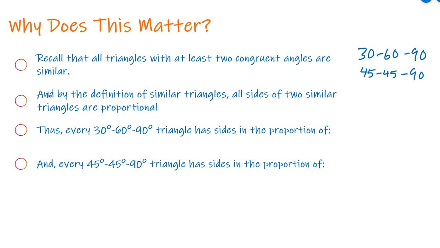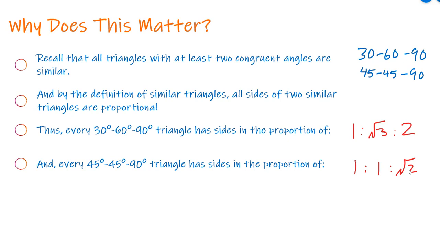And thus, by the definition of similar triangles, all sides of two similar triangles are proportional. So that means that for every 30, 60, 90 right triangle, every single one of those triangles is going to have a proportion of 1 to root 3 to 2 for its sides. Similarly, for 45, 45, 90, every single one of those triangles is going to have sides in the proportion of 1 to 1 to root 2.